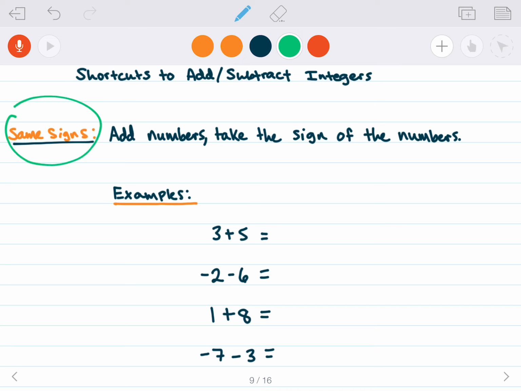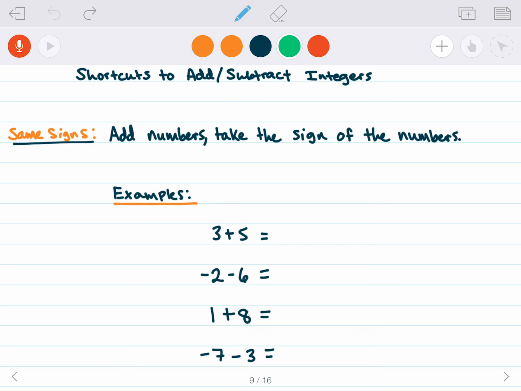So here's the first shortcut. If we have the same signs and we're adding or subtracting, we want to add the numbers and we want to take the sign of the numbers. So for instance, 3 plus 5. These are both positive numbers, so we can use a shortcut because they have the same sign. They're both positive, 3 and 5.